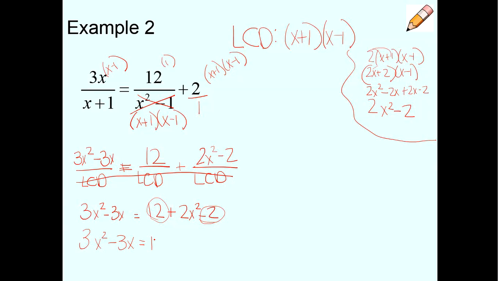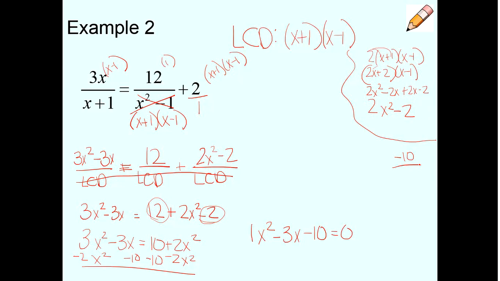That's 10 plus 2x squared, right? I'm going to get everybody to the same side, so I'm going to subtract 2x squared and 10. So I'm going to get 1x squared minus 3x minus 10 equals 0. Looks like I need to factor to solve. So I'm looking for a negative 10 for my AC. So negative 5 and a positive 2 will do that.